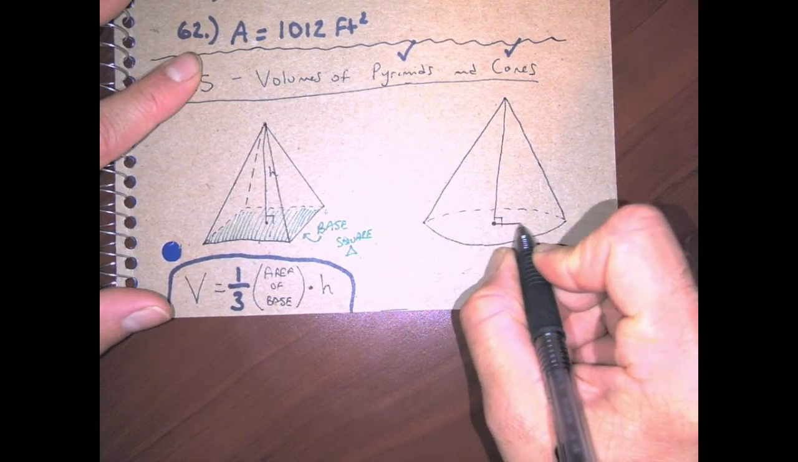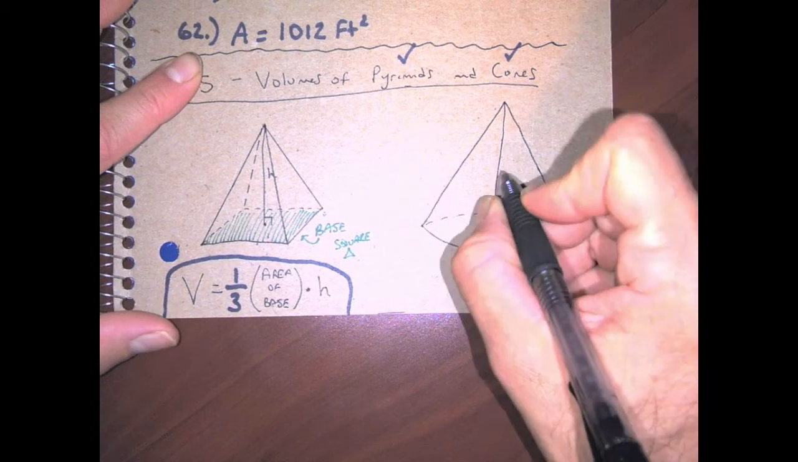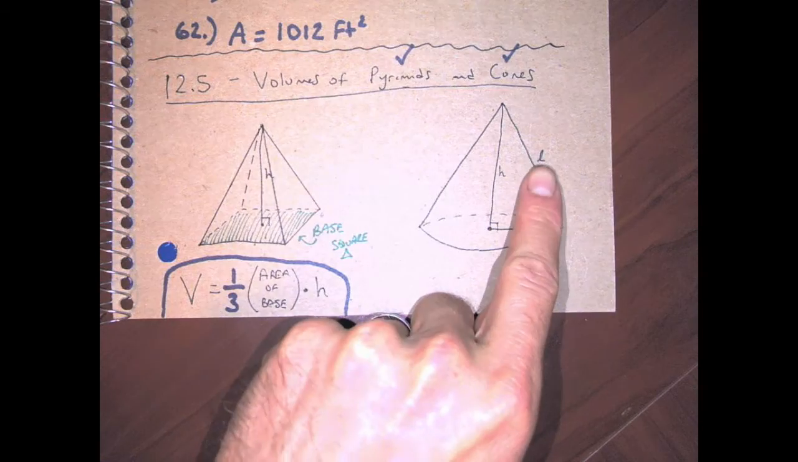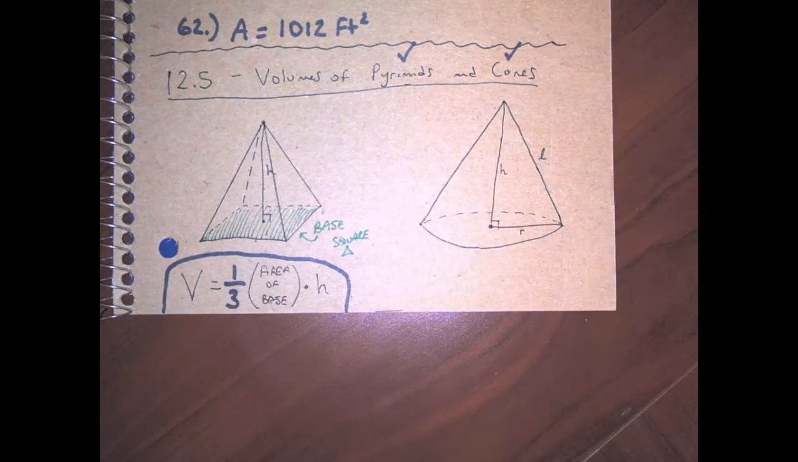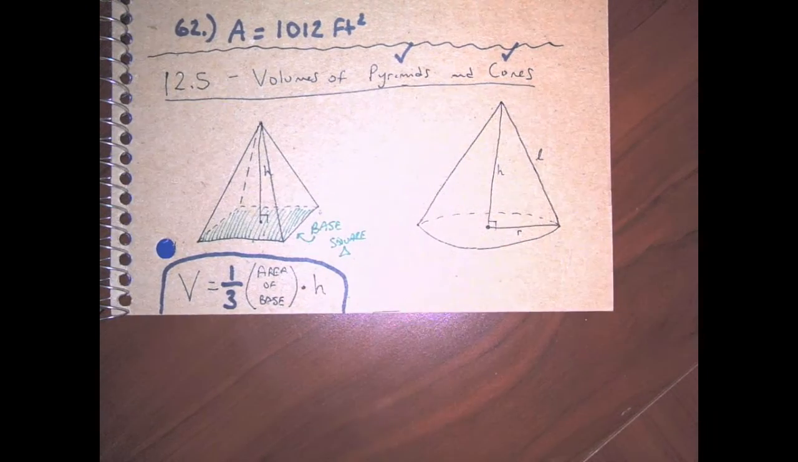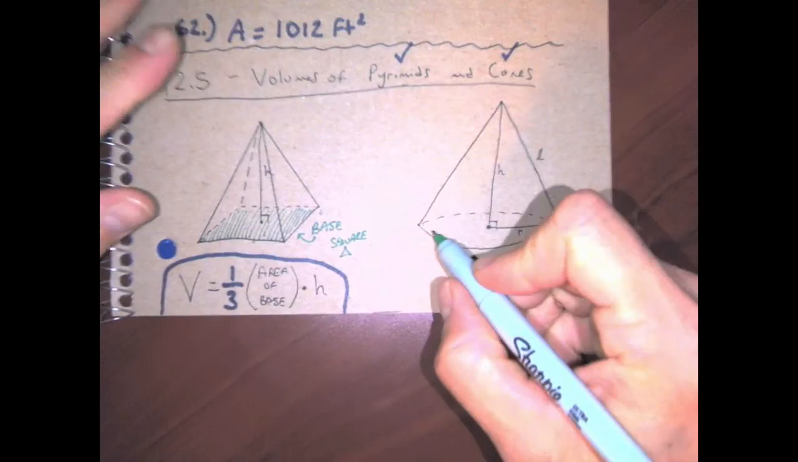Alright, so what do we got? Well, we got a radius. We've got the height. This is the slant height. If you remember, we call it a little L, the slant height of it. Okay, I think you're ready for the volume. You know what? No. Let's get this going.